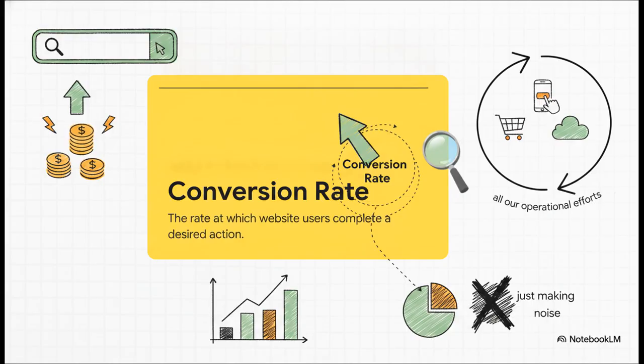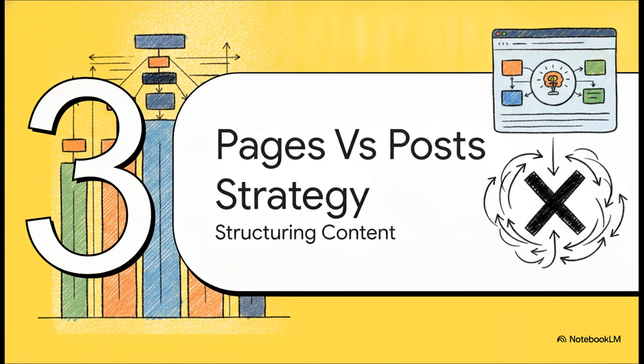Whether you are relying on that slow-burn organic content or running high-octane paid SEM campaigns, all of our operational efforts are ultimately judged by one singular metric: the conversion rate. Total conversions divided by traffic multiplied by 100. If your digital operations aren't actively optimizing for this exact percentage across every single cluster, honestly, you aren't marketing. You're just making noise. Which brings us to section 3, the pages versus post strategy. Now that we've nailed down our pillars and our core metrics, how do we physically structure all of this on the back end of a CMS?